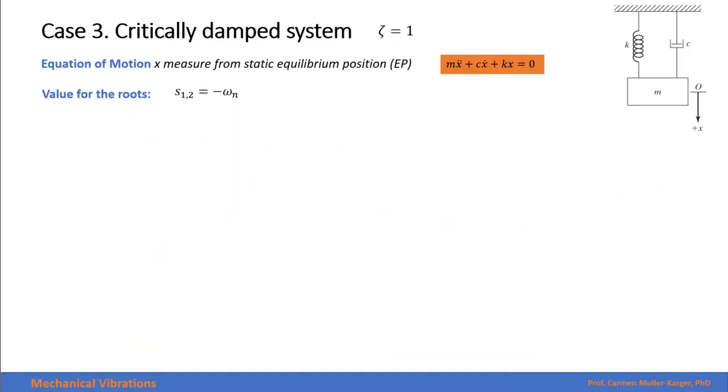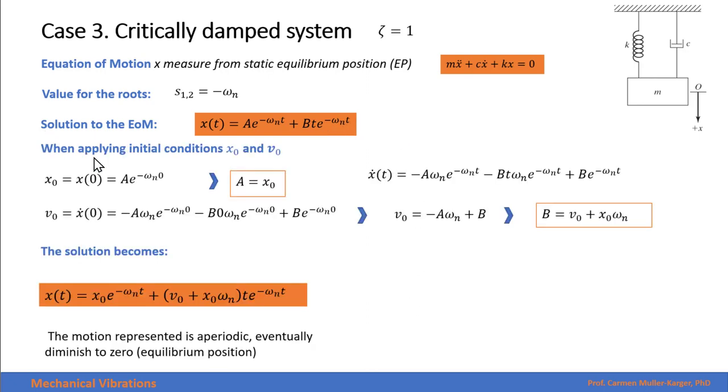Case 3 is when we have critically damped systems. The equation of motion is the same as in the previous case, but the roots of our characteristic polynomial are real and equal. Since both roots are equal, the first term will be a constant a times e to the minus omega n t, and the second will be b t e to the minus omega n t. To find the constants a and b, we have to apply our initial conditions for displacement and velocity.